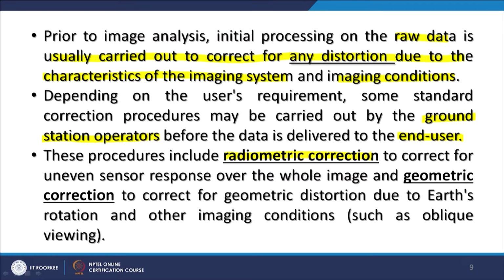So these procedures include radiometric correction to correct for uneven sensor response, as I have said, the calibration issues over the whole image. Geometric corrections are also done to correct geometric distortions due to earth rotation and other imaging conditions. This geometric correction is done based on the orbital parameters, or when the swath is very wide, the earth curvature plays a very important role, and therefore on the edges we get this effect of oblique viewing, and that may also be corrected by the agency who supply the data.